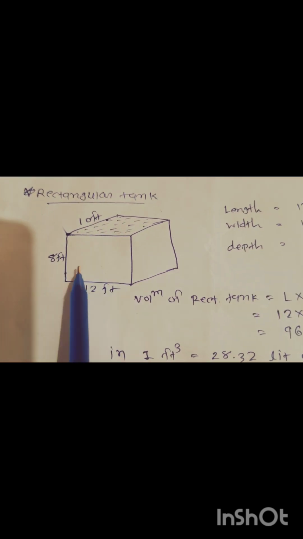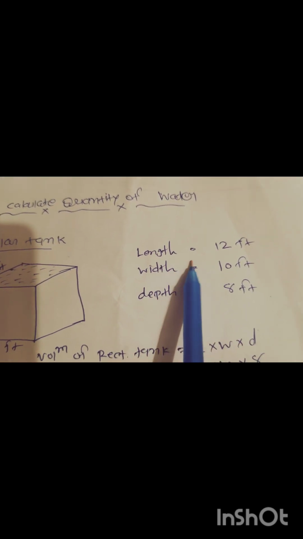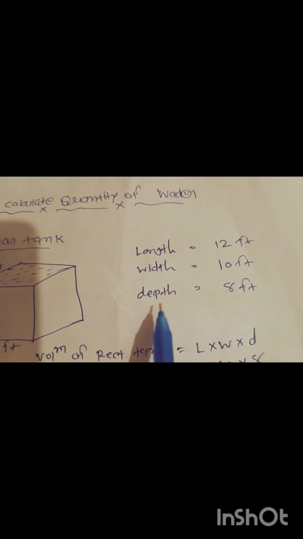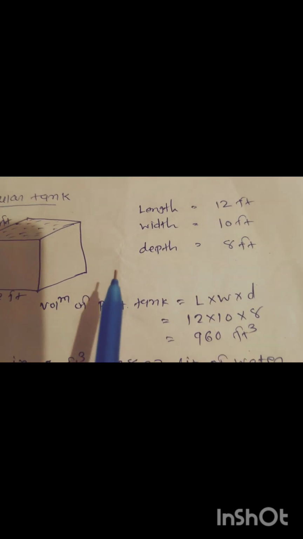Here we take one example of a rectangular water tank. The dimensions are 12 feet by 10 feet by 8 feet. The length of the tank is 12 feet, the width is 10 feet and the depth is 8 feet. So first of all we find the volume of the water tank.